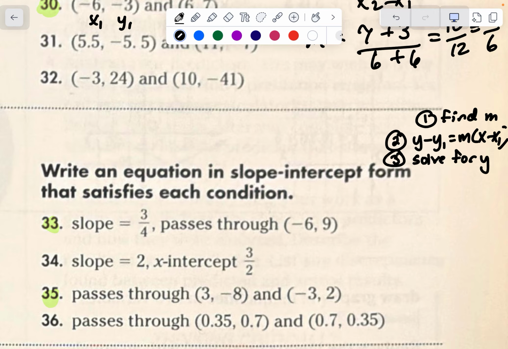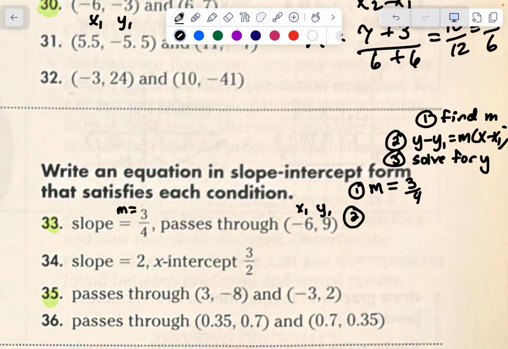So let's do 33. Now it says to write an equation of a line that has a slope of 3/4 and passes through -6,9. So the first step in 33 has been done for us. They told us the slope is 3/4. That's great, okay? So now we can move on to the second step for that one. We have a nice little formula. This is m, this is x1, y1.